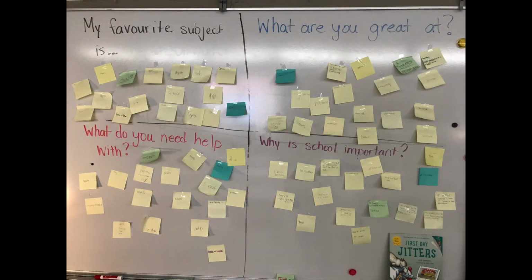I ask them 4 questions. What is their favorite subject? What are they great at? What do they need help with? And why is school important? So I put it on my whiteboard or some chart paper, and then I give them 4 Post-it notes, or they can use their own different colors if they want. And I get them to reply to the questions, but make sure that they put their name on the back, so that when they go and put the Post-it note up on the board, people can see their answers, but they don't know technically who wrote it.